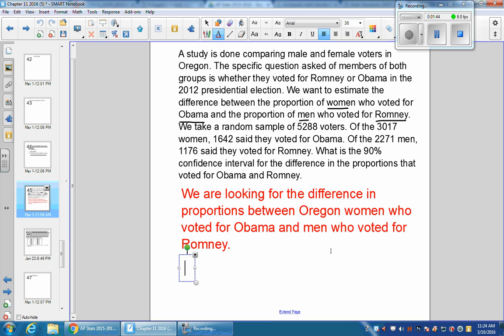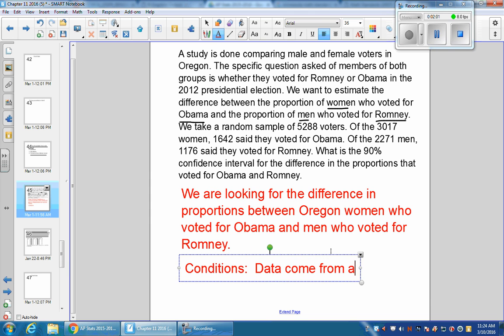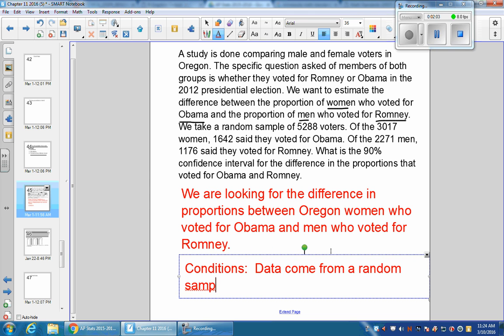Now after we have that, we have to look at the conditions. Now the conditions are the same as what we've done before. It says that they took a random sample of the voters. So data come from a random sample. We need to check normality. So for normality, we can see that these numbers are quite high.